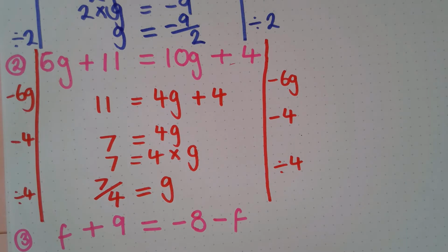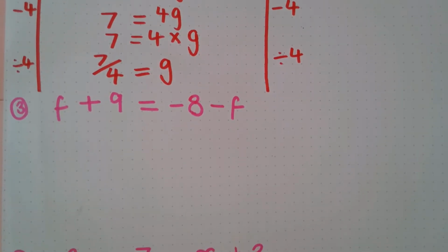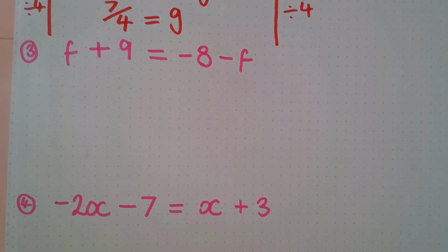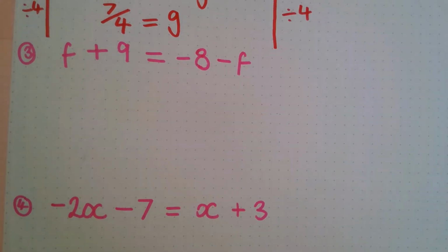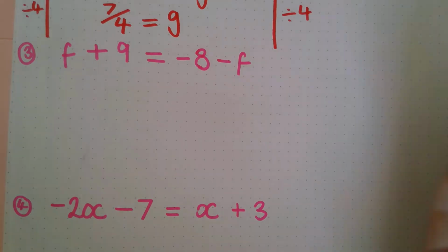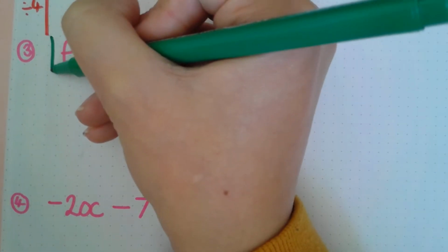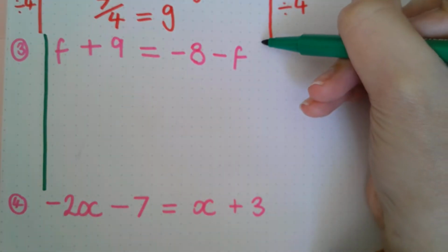Okay, so g is equal to 7 over 4. So the third example is f plus 9 equals negative 8 take f. I would write that one down. You should know the first step by now, so you'll be able to complete that, which is drawing our stabilisers.